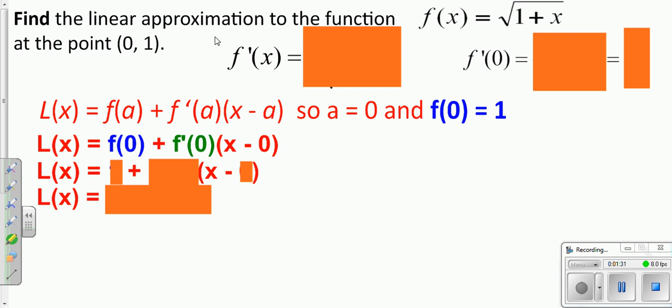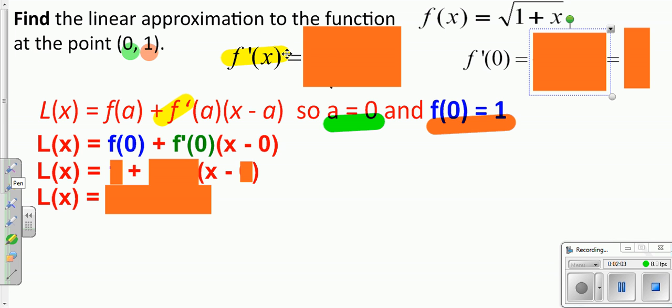So if we're looking for our linear approximation of this function right here at this point, we need to know our derivative. So we'd have to figure out our derivative. We would need to know our A value, which is the x coordinate of our point, and we would need to know our y value. If you didn't have the y coordinate, that's what you get when you take your x and plug it into your function, and in this case that is 1.